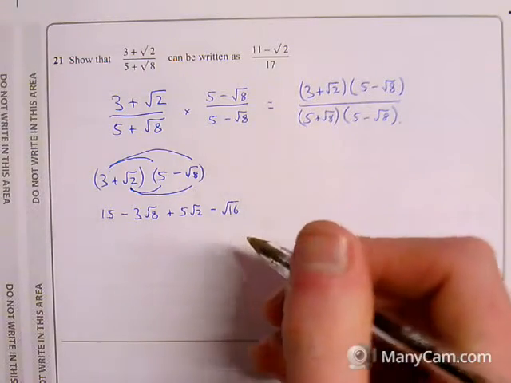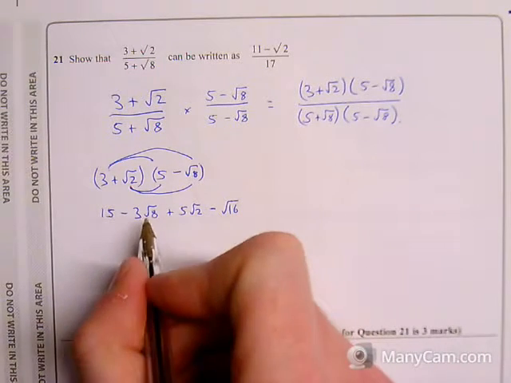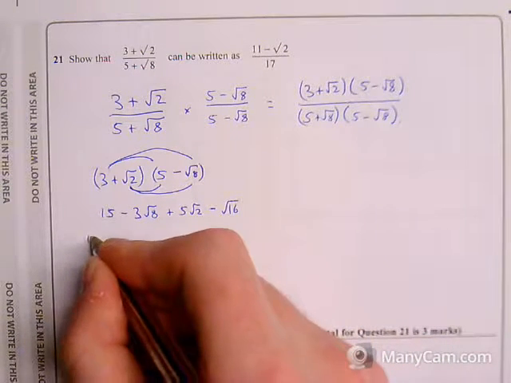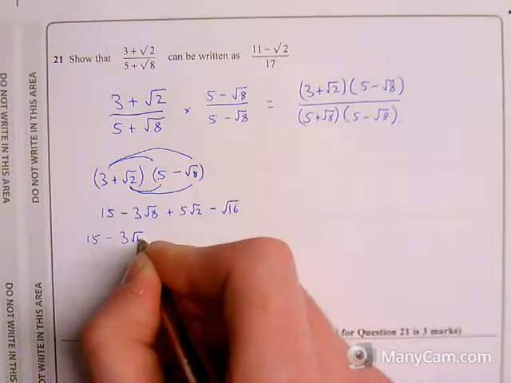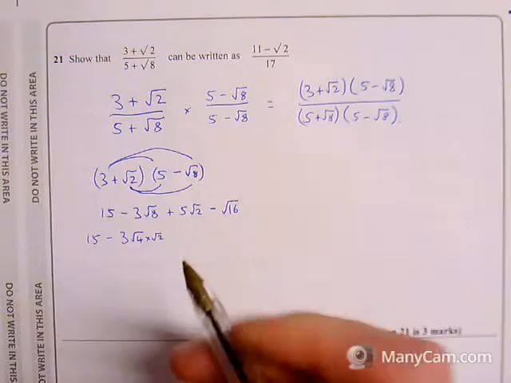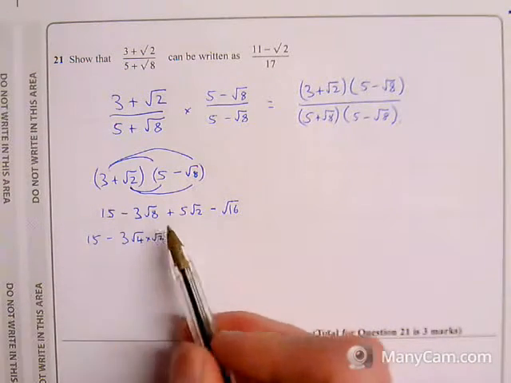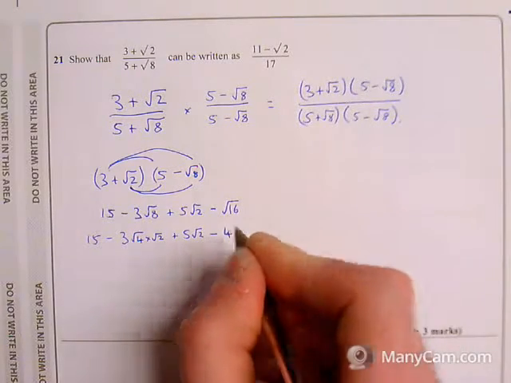Okay, if I go through and simplify that a little bit, because we know the root 16 is going to be 4. I also know something about the square root of 8, that splits into 2 times 4 to get a square factor. So I'm going to rewrite this as 15, take away 3, and then that's going to be root 4 times by root 2. Can you see there, I've done 4 times 2 to give me that 8 that's in there, and then plus 5 root 2, and then take away 4.